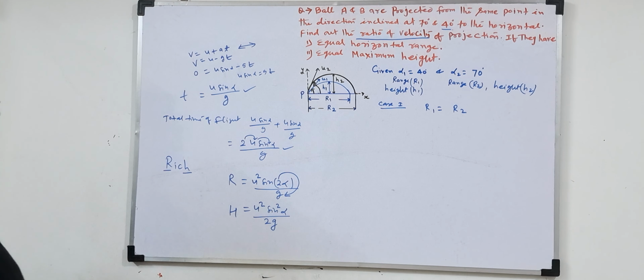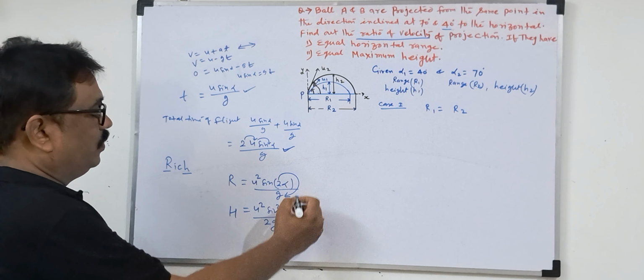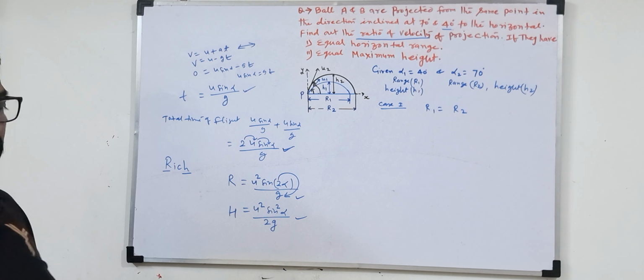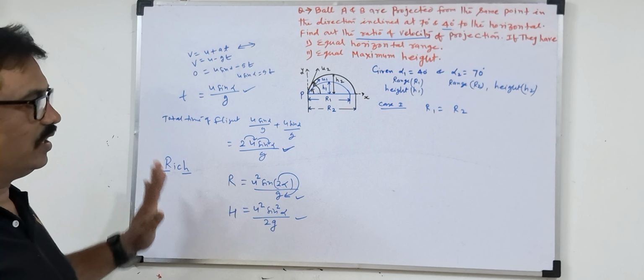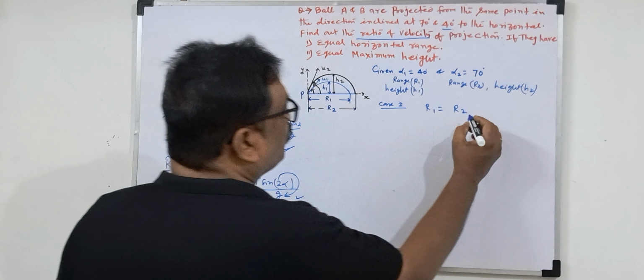So this way you can remember formula number 1, formula number 2, 3 and 4. With these 4 formulas the whole projectile problem we can solve. So how to remember, you see here. Now we will write the range formula. What is the range formula?